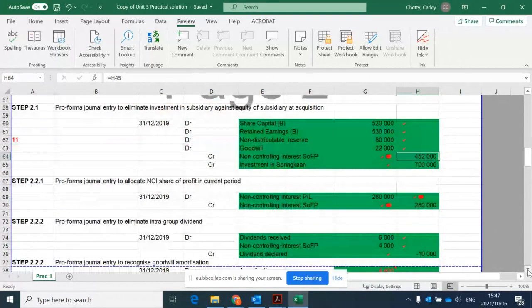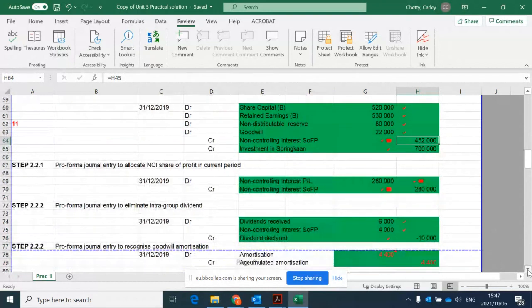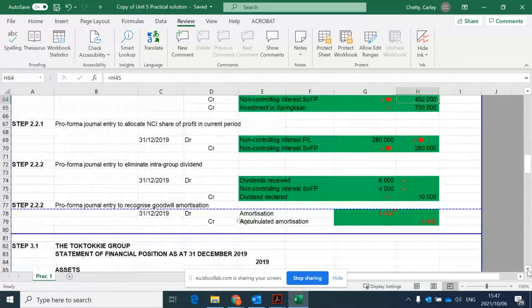If we go down to the next journal entry, in step 2.2.1, here we need to give the pro forma journal entry to allocate the non-controlling interest share of profit in the current year. So here we're going to allocate the portion of the current year profit that belongs to the non-controlling interest.